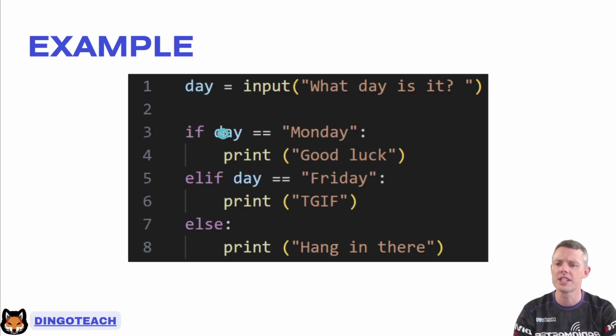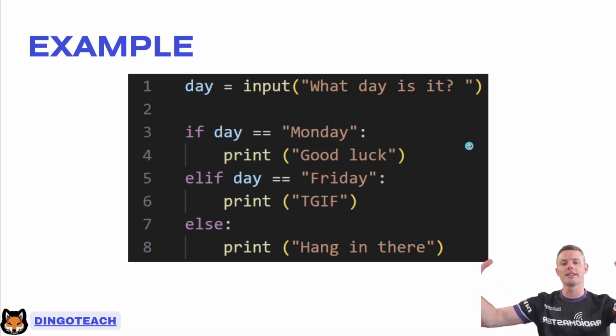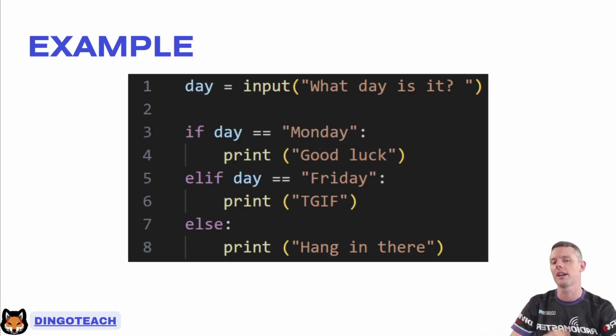And we say if the day is equal to. So we have to use a double equals here because we're checking if they're the same or if they're different. Okay, if day is equal to Monday, then print good luck. Notice I've got the quotes around the word Monday, and that's me literally checking if they've typed in that word. Now that will mean if they type in Monday with a lowercase m, it will think it's different to this Monday here. Okay, there are ways around it, but that's for a later video.